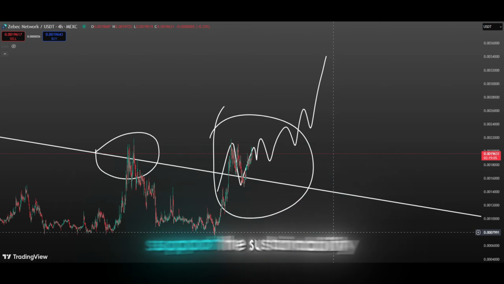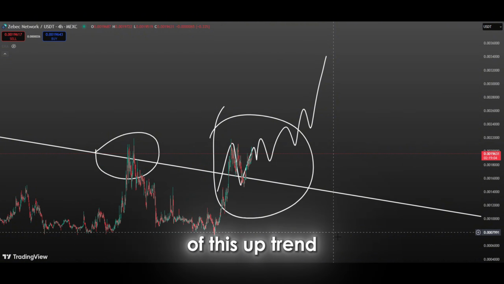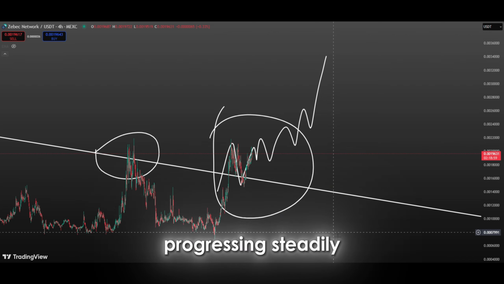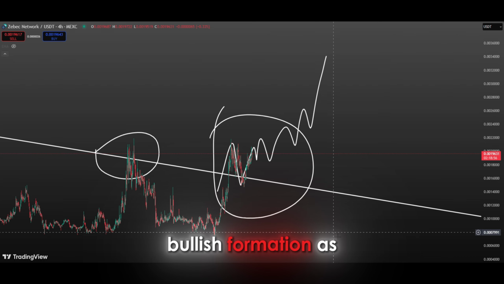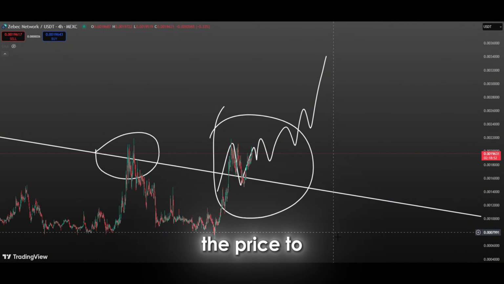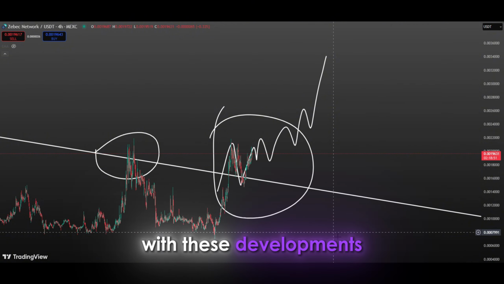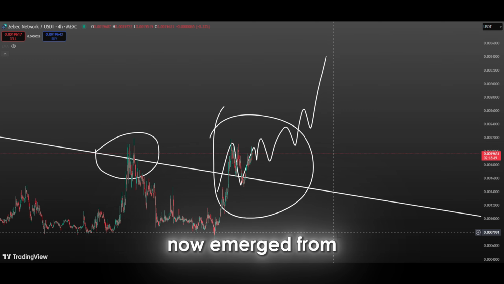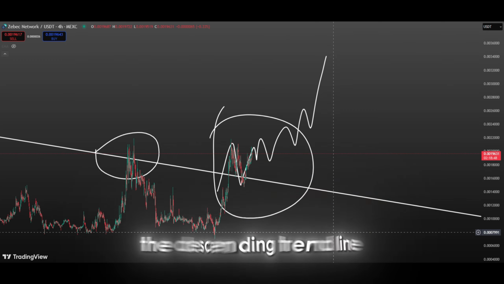Another element that could support the sustainability of this uptrend is the formation of higher lows and higher highs. This structure is the foundation of an uptrend and indicates that the price is progressing steadily. From this perspective, the price action post-retest may mark the beginning of a strong bullish formation. As this structure continues, investor confidence is likely to grow further, increasing the potential for the price to reach higher targets.